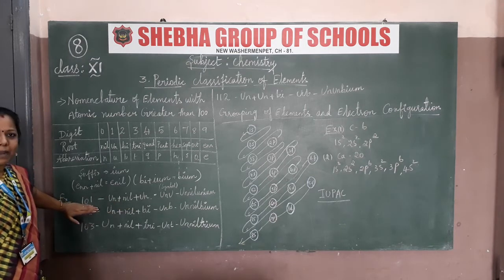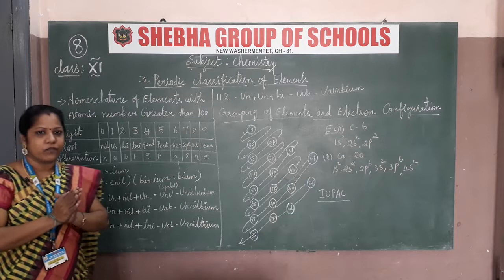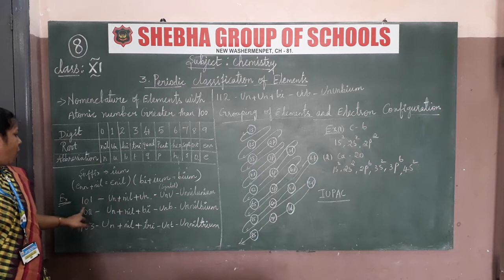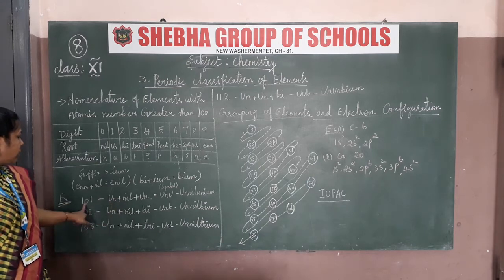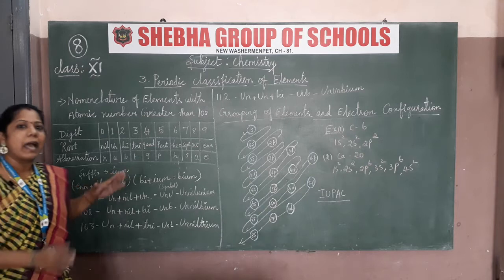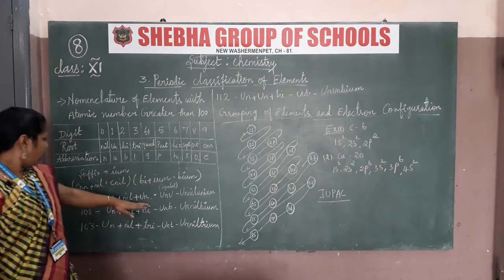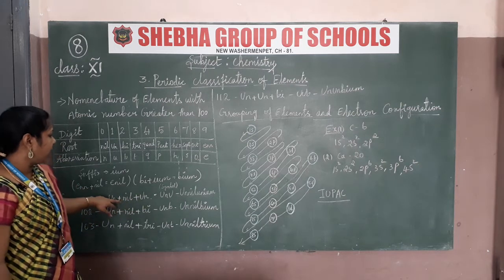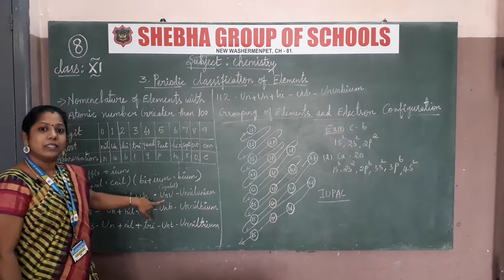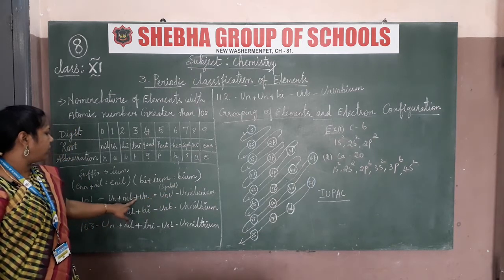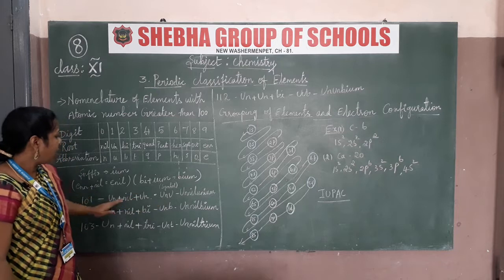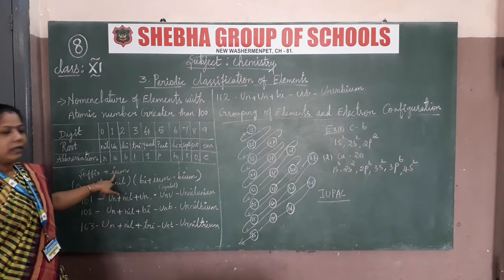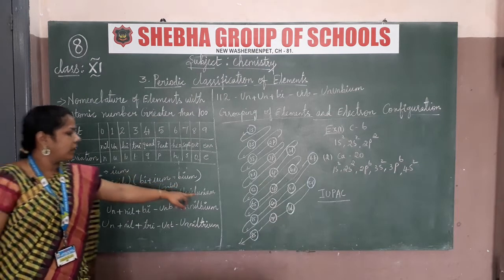Take element 101 on the periodic table. How do we give its temporary name? 1 is un, plus 0 means nil. You have to refer to the tabulation also. And again 1 is un. So the name is un-nil-un-ium, where ium is the suffix you add. The symbol takes the first letters: U, N, U.